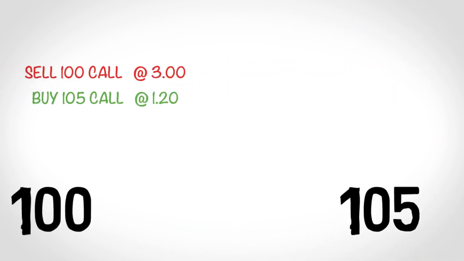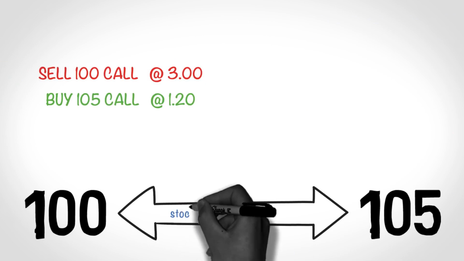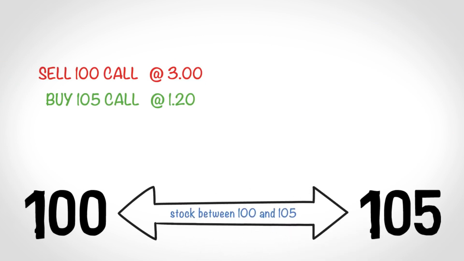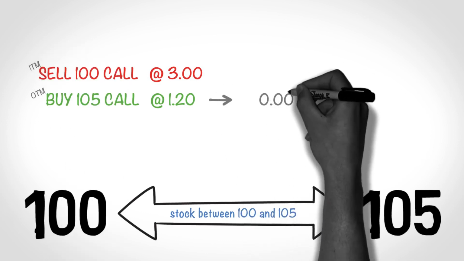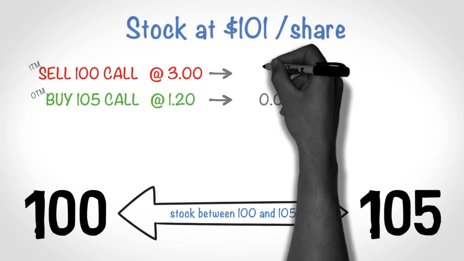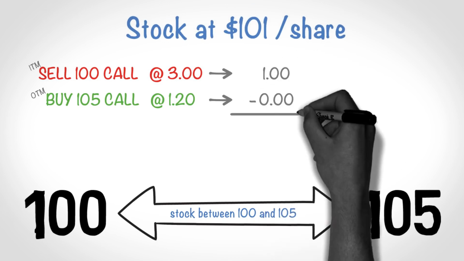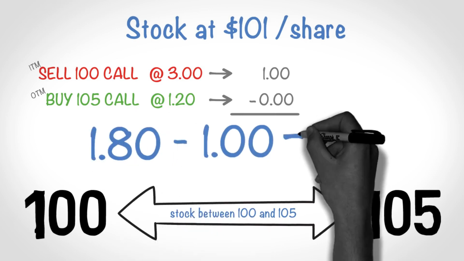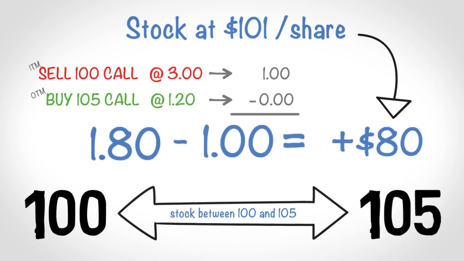Okay, so last scenario. What if the stock ends up between our short and long strikes of 100 and 105? Well, in this case, the 105 strike call will be out of the money and the 100 strike call will be in the money. So the 105 call will be worthless and the 100 strike call will be worth the difference between the stock price and the strike price. If the stock is at 101, for example, then the vertical spread as a whole will be worth $1. And of course, if we sold at 180 and closed it at 1, then we made $80.